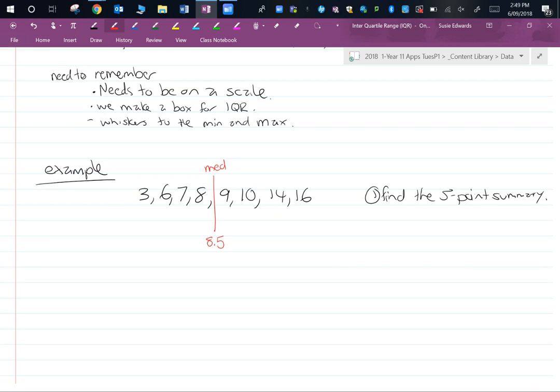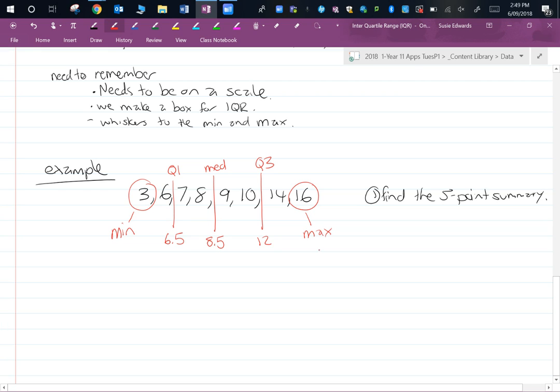So then we're going to find Q1. Where's Q1? Good, it's between the 6 and the 7. As I said, that's why it's tricky, because there's 4 scores, even number of scores, it's between them. So 6.5 is Q1. Q3, 12, it's halfway between 10 and 14. So Q3. Now we need to know the minimum score, 3, and the maximum score, 16. That is our 5-point summary, 3, 6.5, 8.5, 12, and 16.